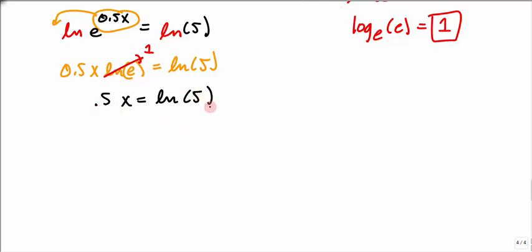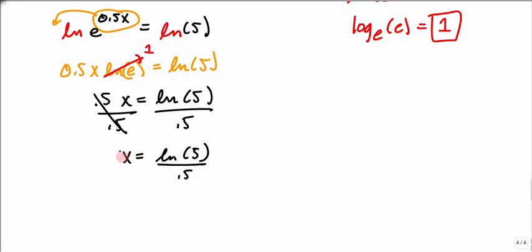However, some of the problems in my math lab ask you to stop at this point. So make sure you read the directions to see where they want you to stop. 0.5 divided by 0.5 is 1. And I have x equal to ln of 5 over 0.5. Okay, so that would be our final solution, but remember, sometimes my math lab likes us to stop a little bit early to try and check and see if we know what we're up to.